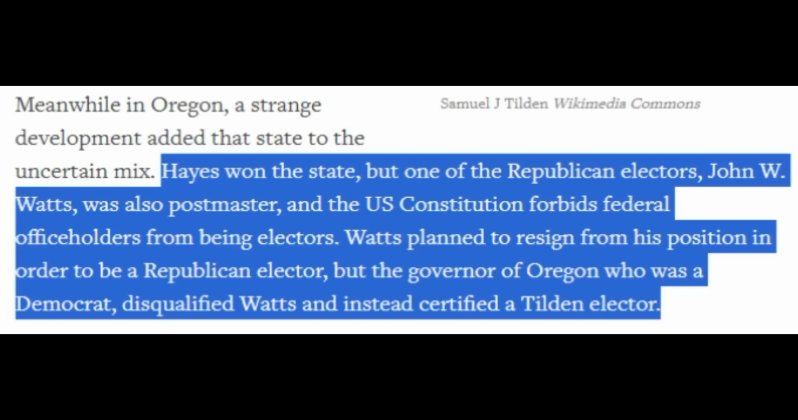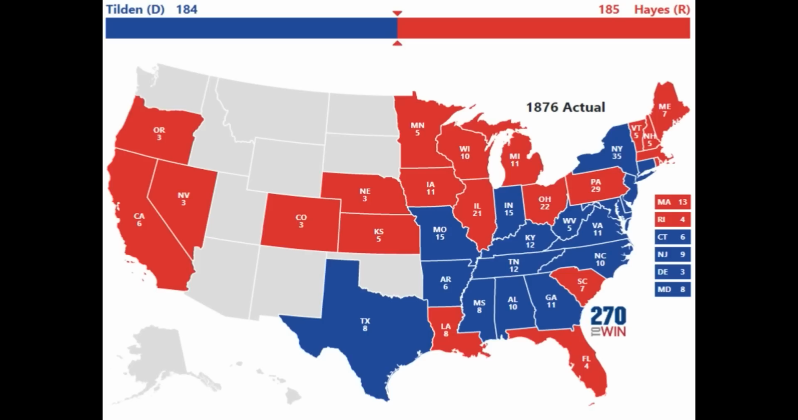The governor made sure he didn't resign, so he got disqualified. And the governor, by the way, happened to be a Democrat. And then the governor replaced him with an elector that would vote for the Democrat candidate instead. So he basically stole an electoral vote that way for the Democrats. Now, that might not seem like that big of a deal, except the 1876 election was so close that the Republican candidate won by exactly one electoral vote. Fucking one.